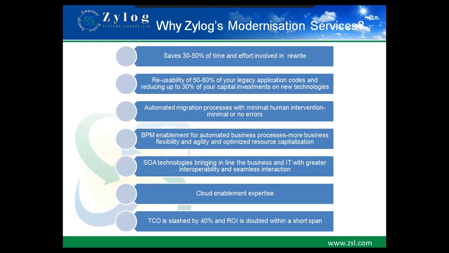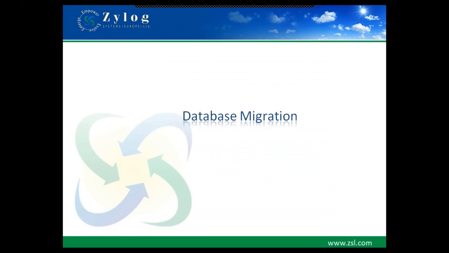when it comes to migration. We also help our clients even enhance their application. So once they move to the new platform, make it service-oriented architecture, we help them in doing cloud enablement if they want, and the total cost of ownership has been slashed by 40%, and ROI is doubled in a short span. So there are a lot of benefits which our clients get by our services of modernization.